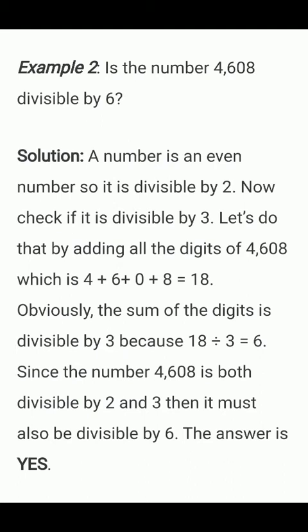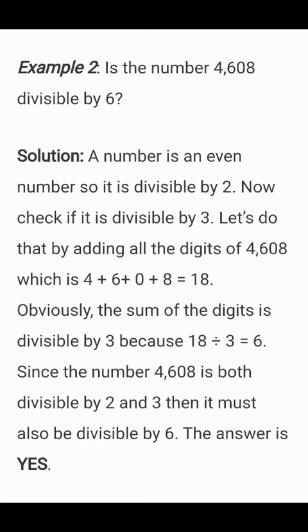One more example. Is the number 4608 divisible by 6? Let us see the solution. The number is an even number, so it is divisible by 2. Now check if it is divisible by 3 or not.